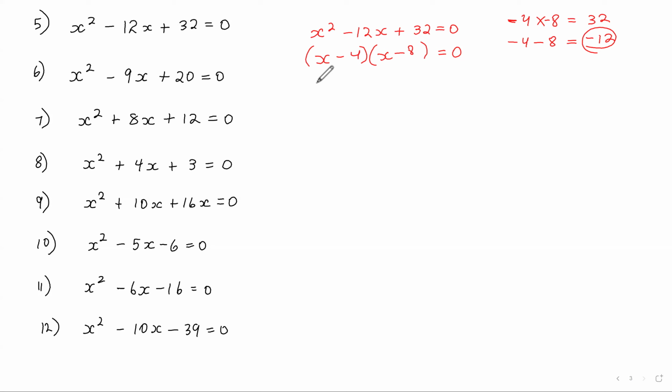So then this would be x take away 4 is equal to 0. Remember, in order for this whole thing to be true, x minus 4 times x minus 8 equals 0. It means either x take away 4 has to be equal to 0, or x take away 8 is equal to 0. So if x take away 4 is 0, x is equal to 0 plus 4, which is 4. And if x take away 8 is 0, then x is equal to 0 plus 8, which is 8.